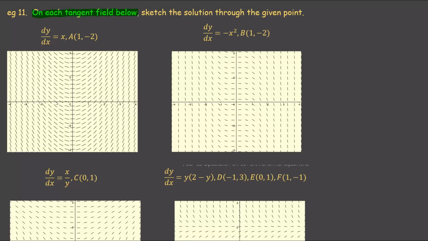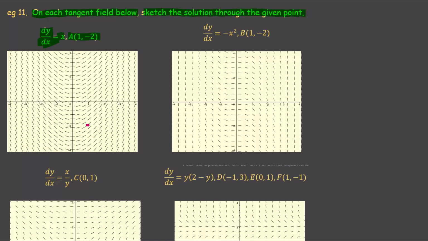On each tangent field below, sketch the solution through the given point. The first one is dy/dx equals x, and we're going through the point A, which is (1, -2). It might be difficult for you to see the grid too well on this video, but (1, -2) is here. You can just about see the 1 on the axis here and the -2 on the axis there. And so we're going to go through that point.